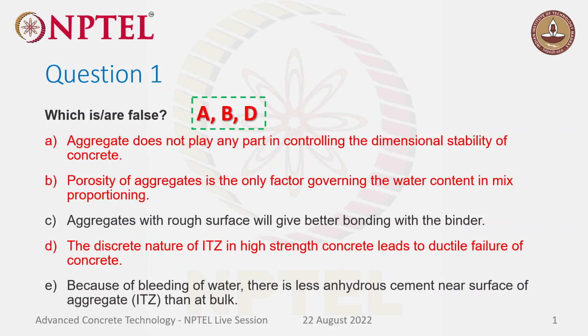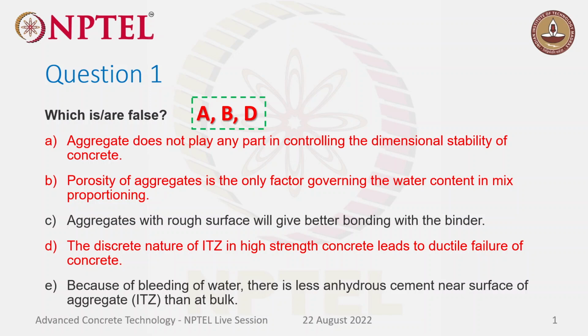Then option C is aggregate with smooth surface will not give better bonding; aggregate with rough surface only will give better bonding. And option D is the discrete nature of ITZ in high strength concrete leads to ductile failure. High strength concrete does not fail in a ductile manner. So that is also wrong, because the failure plane goes through the aggregate and not through the ITZ in high strength concrete, because we are densifying the matrix and reducing the heterogeneity.